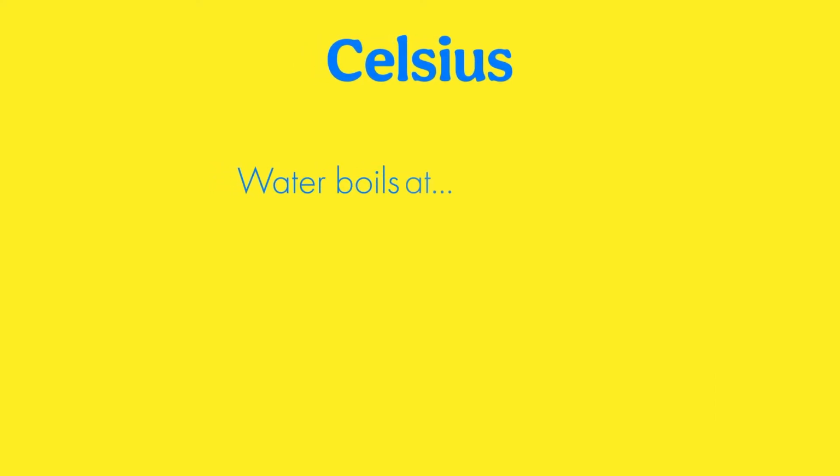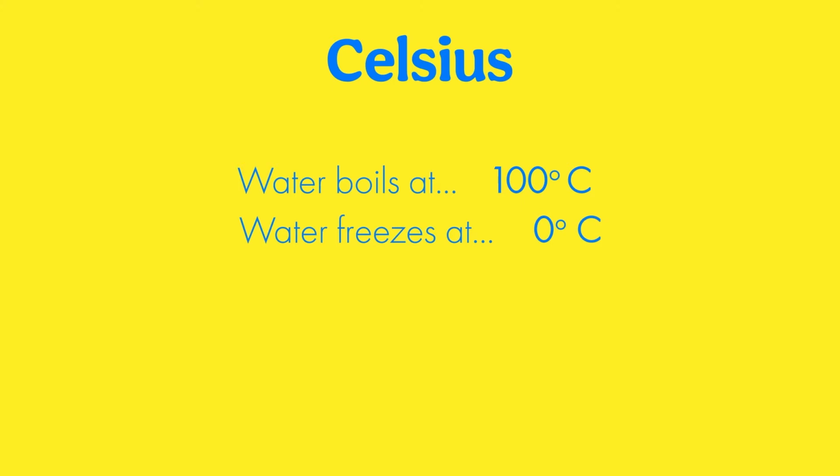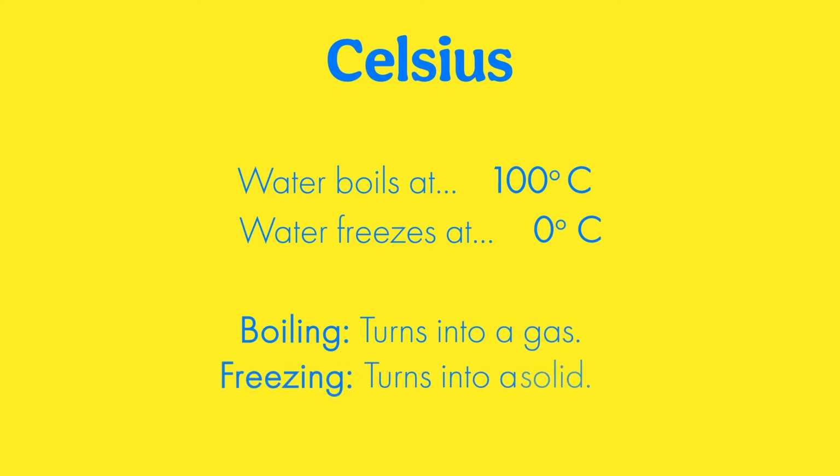So let's go into Celsius, boiling temperature and freezing temperature. What do you think the boiling temperature for Celsius is? Yep, it's 100 degrees Celsius, perfect. And what about freezing temperature? 0 degrees Celsius, perfect. The only other thing you need to know about Celsius for boiling and freezing temperature is that when it boils, it becomes a gas, and when it freezes, it becomes a solid. So anything at its boiling point is going to be a gas, and anything at its freezing point is going to be a solid.